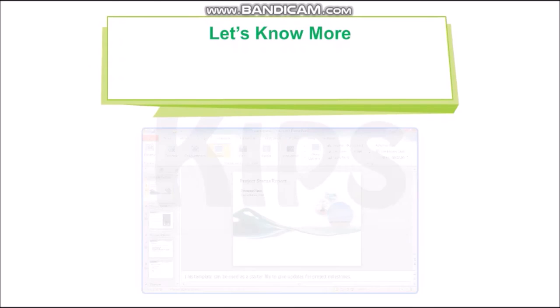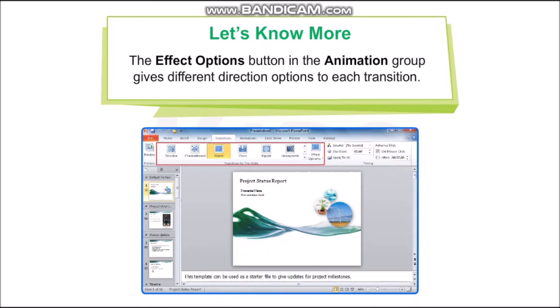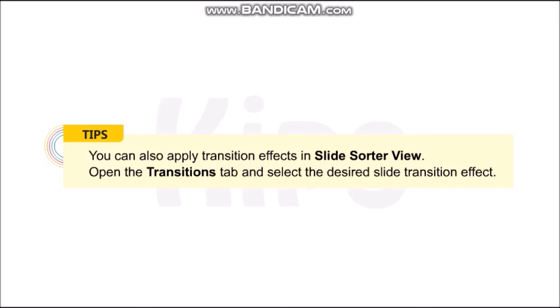Let's know more. The Effect Options button in the Transition group gives different direction options for each transition. Tips: You can also apply transition effects in Slide Sorter view. Open the Transition tab and select the desired slide transition effects.